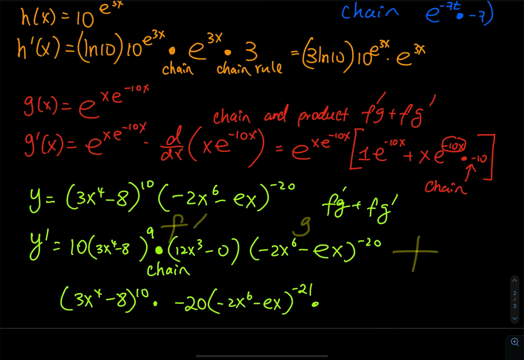Now we take the derivative of that using the chain rule. So the derivative of the stuff inside the parentheses is negative 12x to the 5th power. What's the derivative of e times x? e is a constant, x is a linear term. The derivative is just e. So this, we just did f times g prime. And then this is definitely a chain rule. This part is definitely a chain rule.